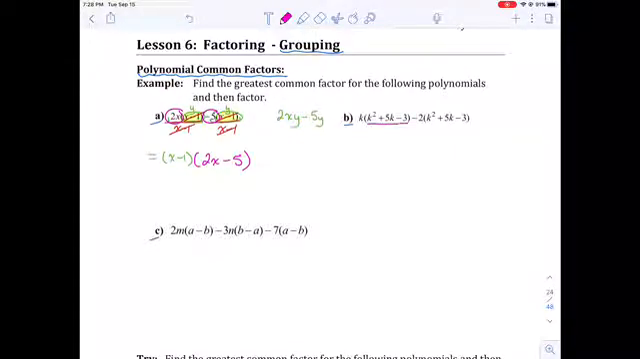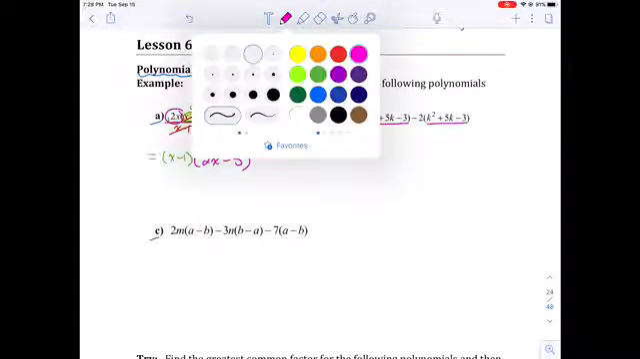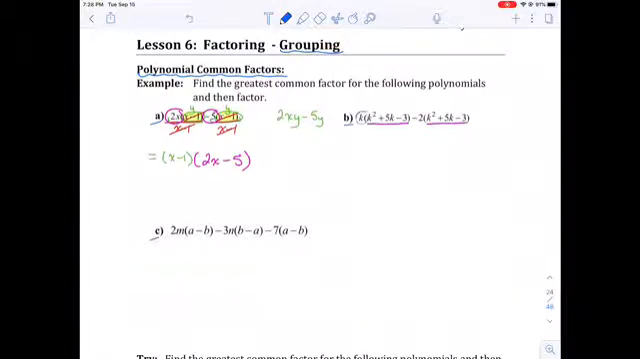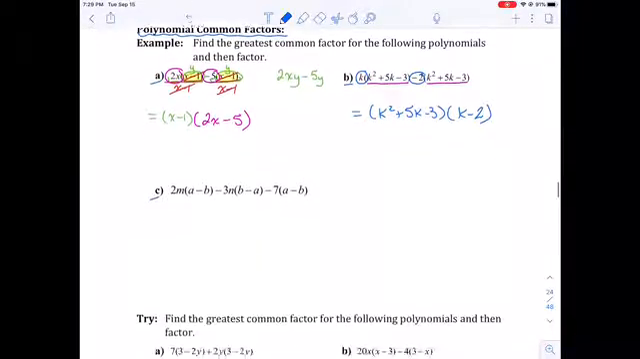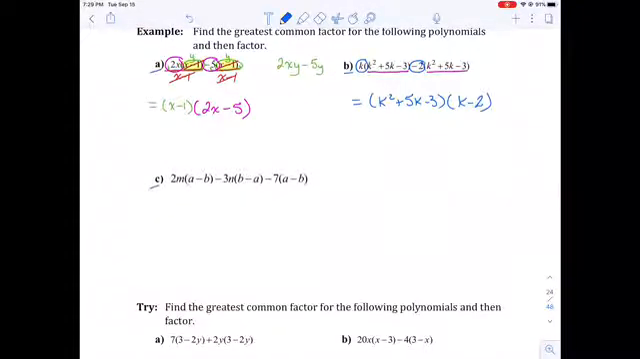So for example, if I look at this next one, we've got these two common things. So those would be our common factor, and what we would be left over with would be a k minus 2. So I'm going to rewrite this as k squared plus 5k minus 3, and I'm left over with a k minus 2.